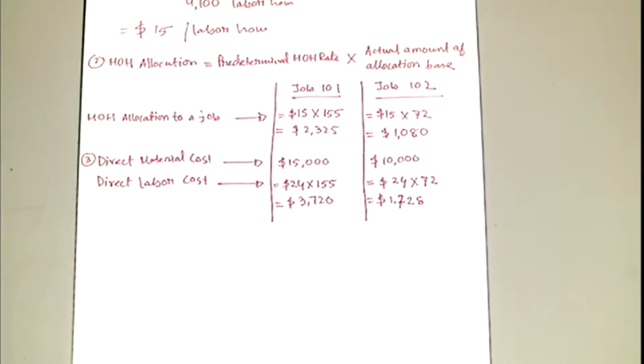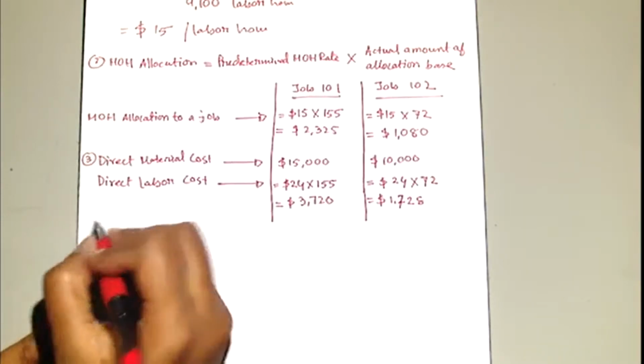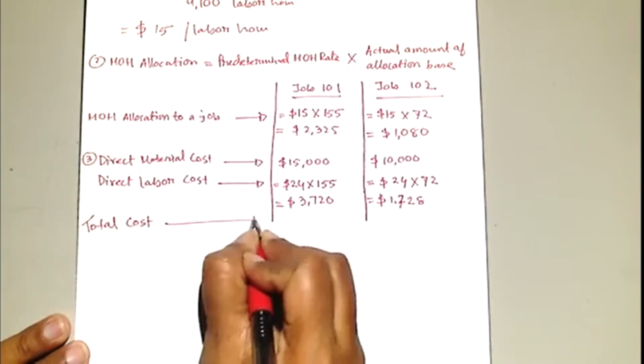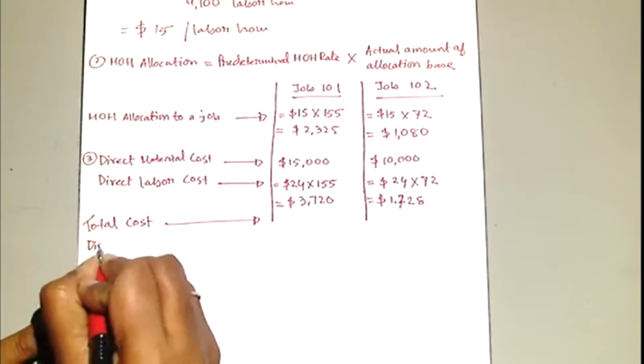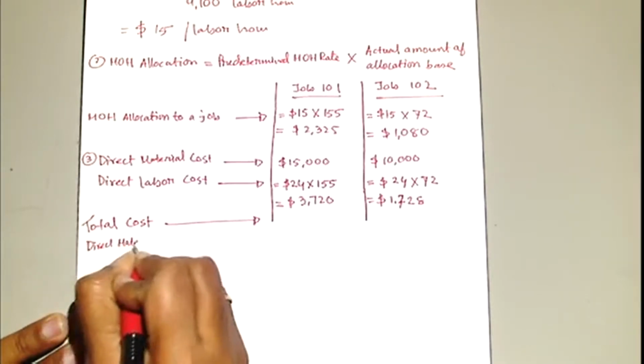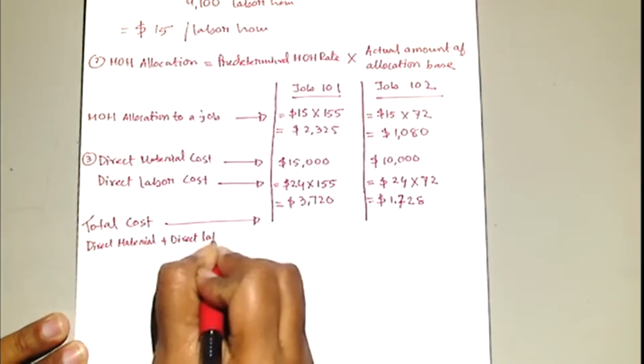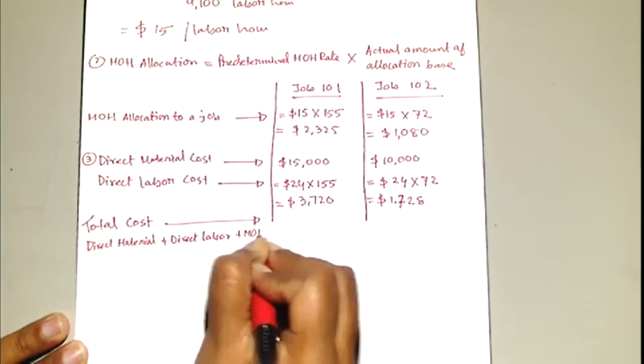Now you know all these 3 costs. You know your material cost, you know your labor cost, and manufacturing overhead. You allocated some overhead based on your estimation. Now if you add these 3, you will find out your total product cost for job 101. Again, I'm repeating, total cost always means your direct material plus direct labor plus your manufacturing overhead cost.